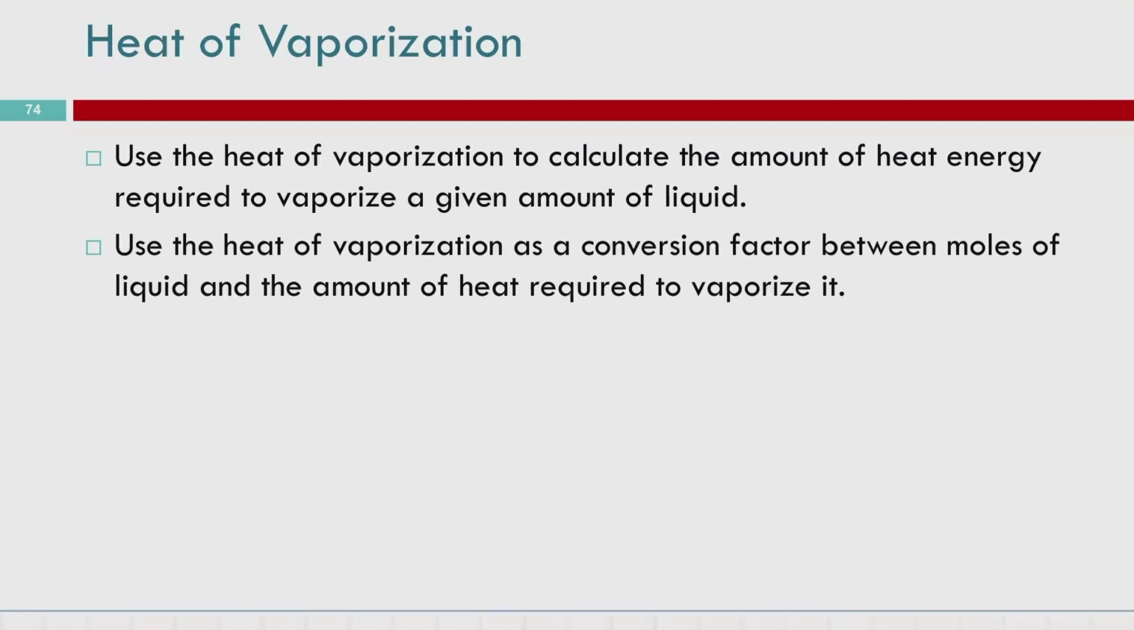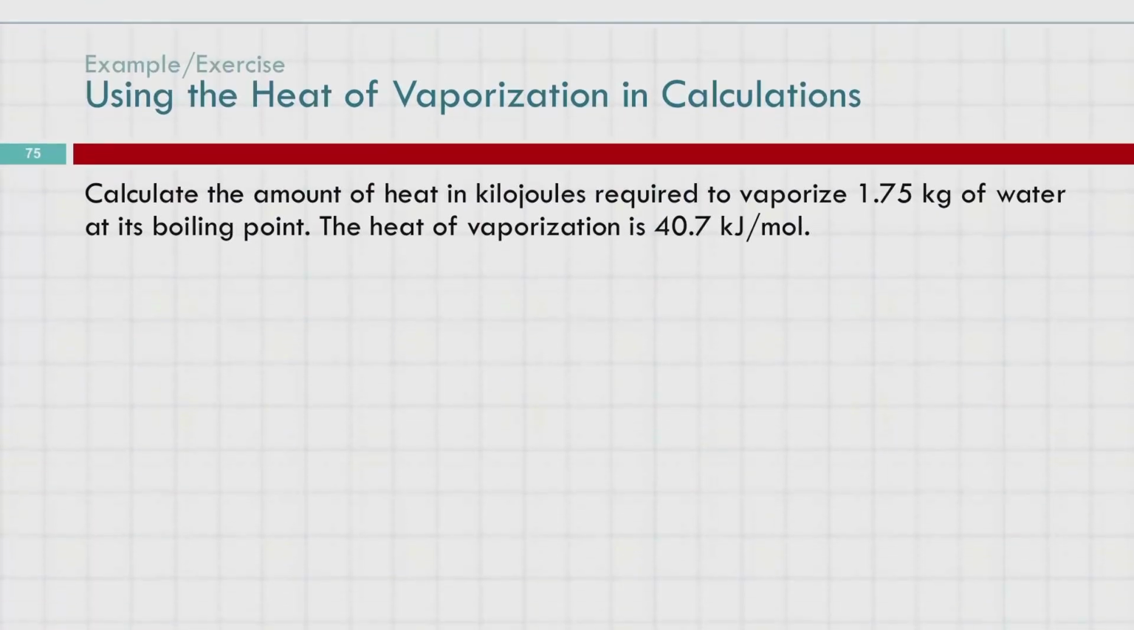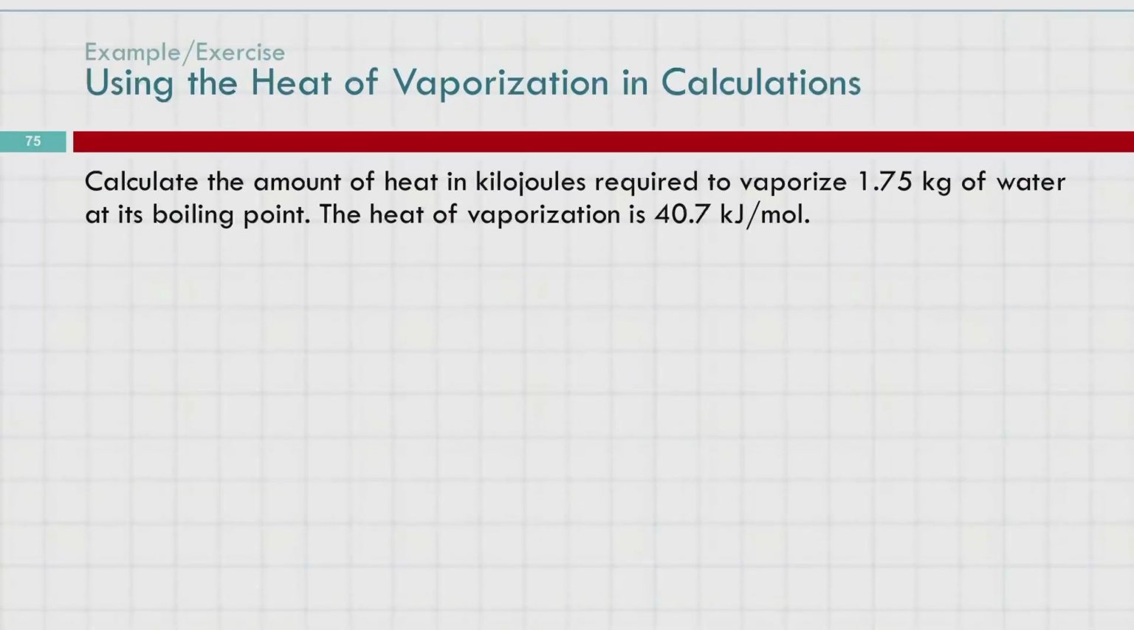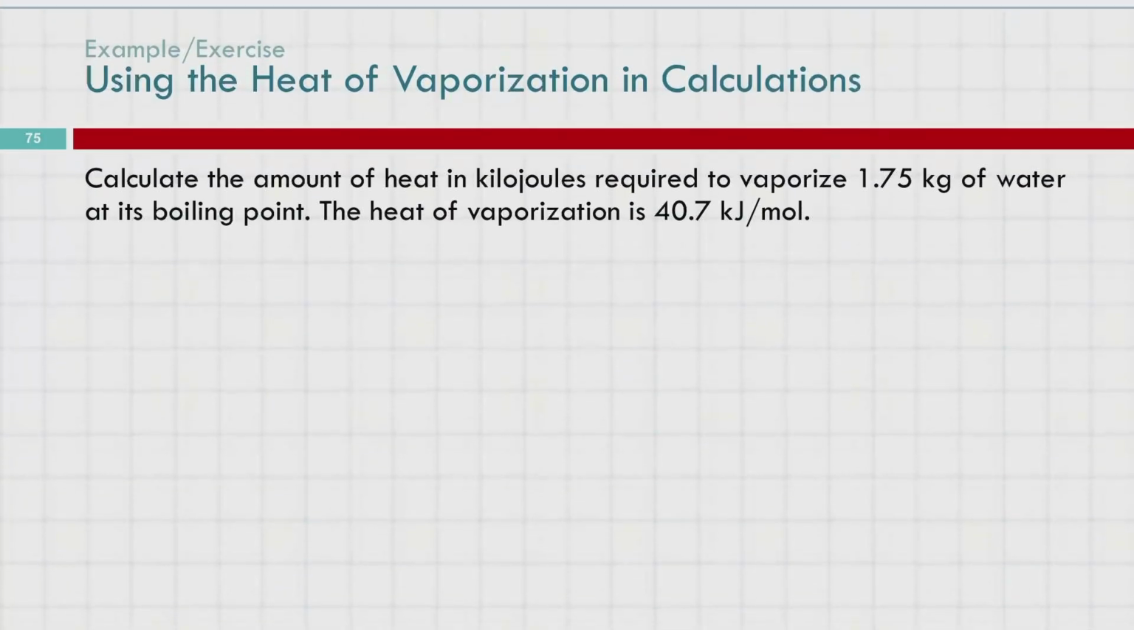Okay, so just like with fusion, with melting and freezing, we can use the heat of vaporization, that delta H vap number, to calculate the amount of heat energy in kilojoules or joules required to vaporize a given amount of liquid. This is basically the same slide that we saw for the other set of conversions. So let's give that a try.